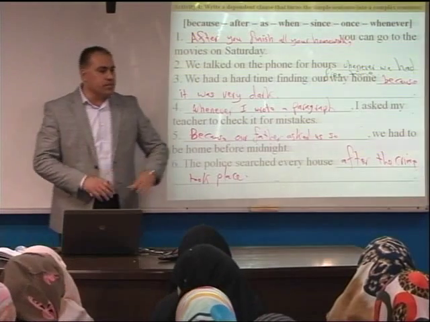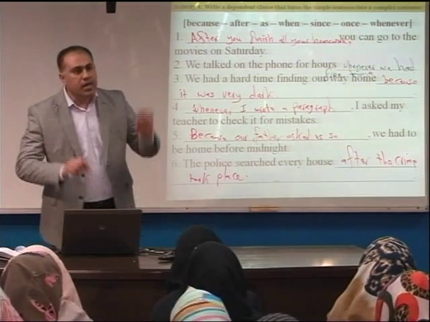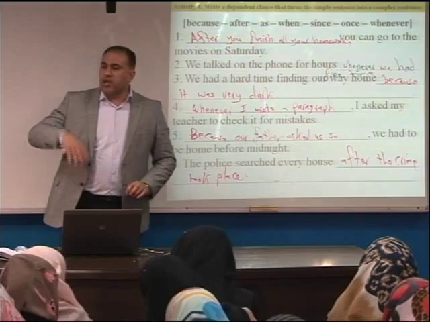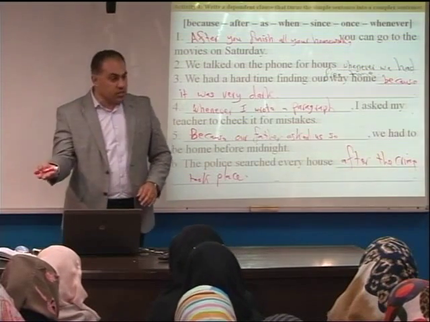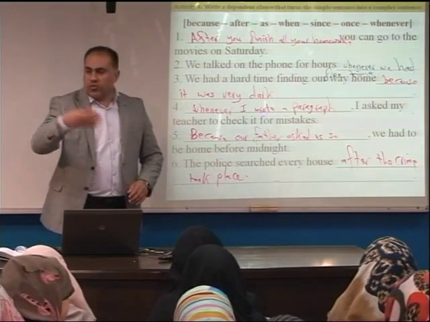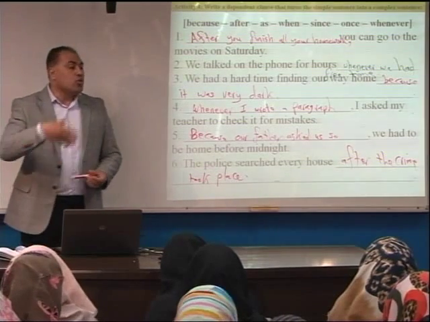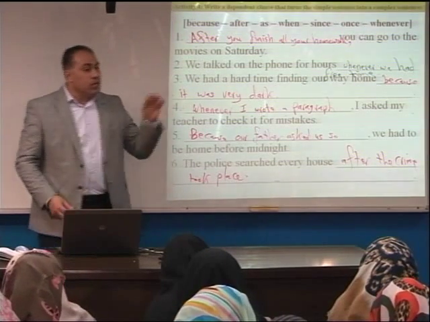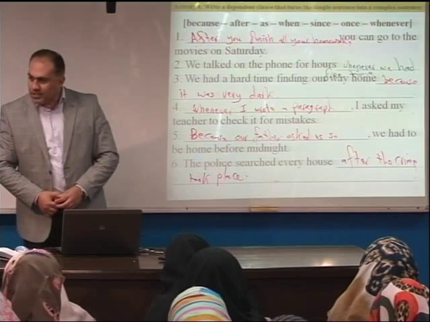Whenever we write a complex sentence, we have to keep these two ideas in mind: a dependent clause beginning with one of these time or reason subordinators, since, after, whenever, for, before, while, as soon as, and so on, plus an independent clause.